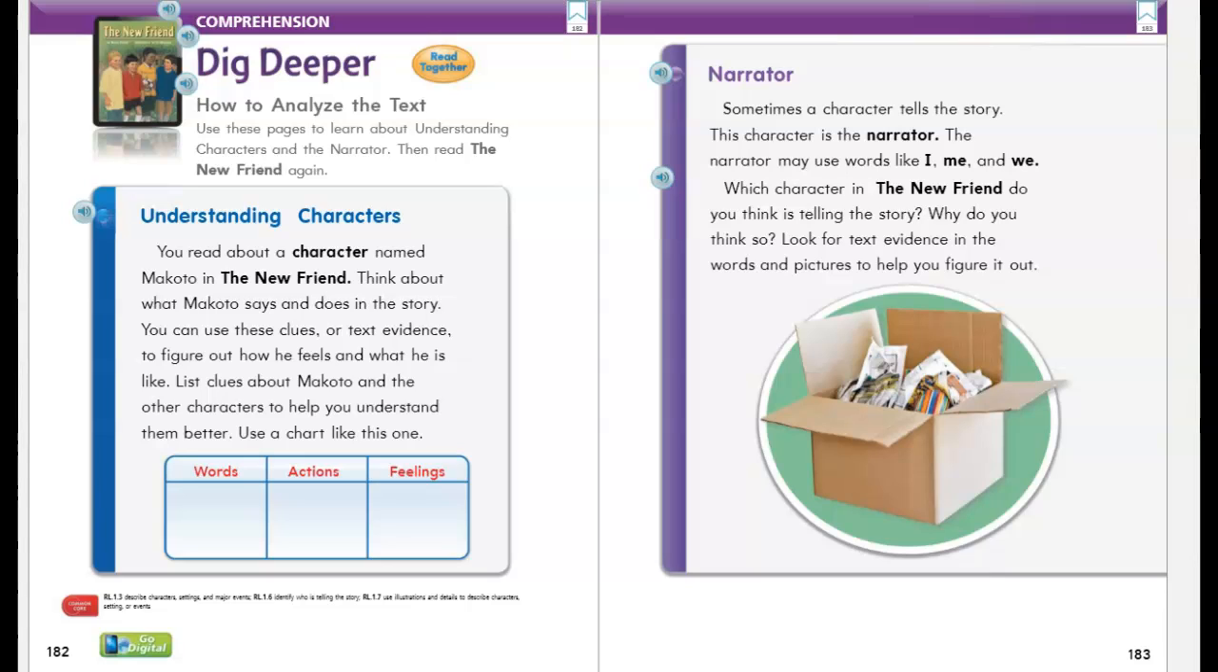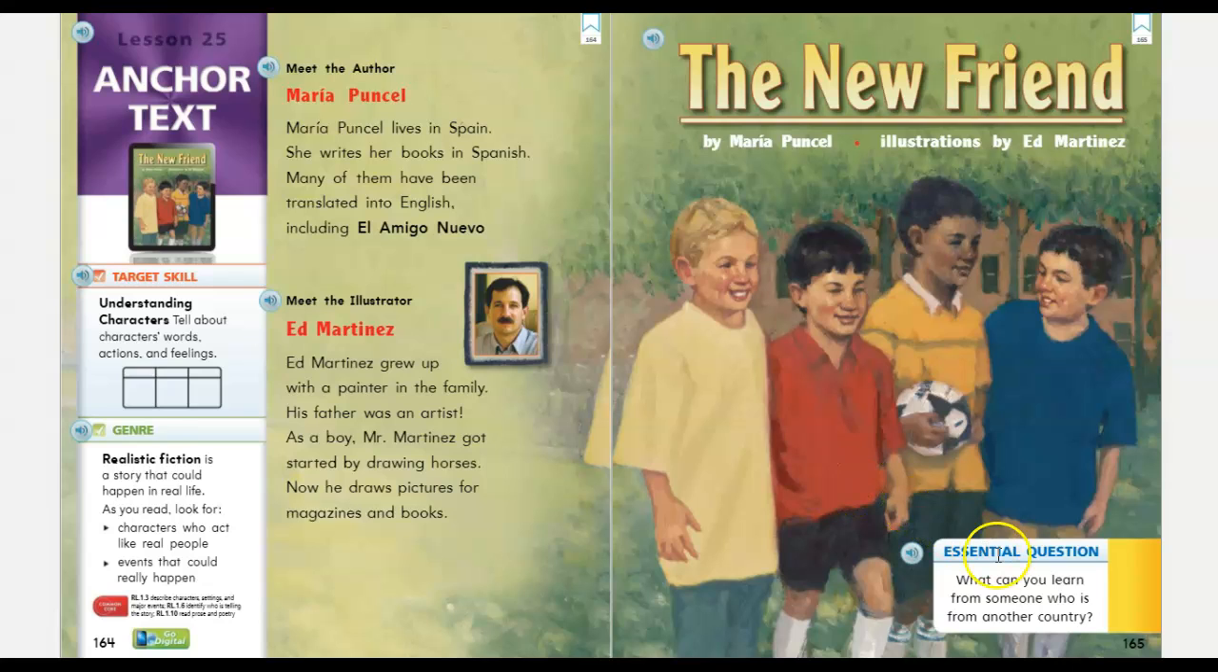So as we're rereading through our story, be thinking about our characters and how they act and feel in the story. Pay attention to when our narrator is talking and the kind of words that they use. Our essential question is, what can you learn from someone who is from another country? Be thinking about these things as we're reading through our story, The New Friend.